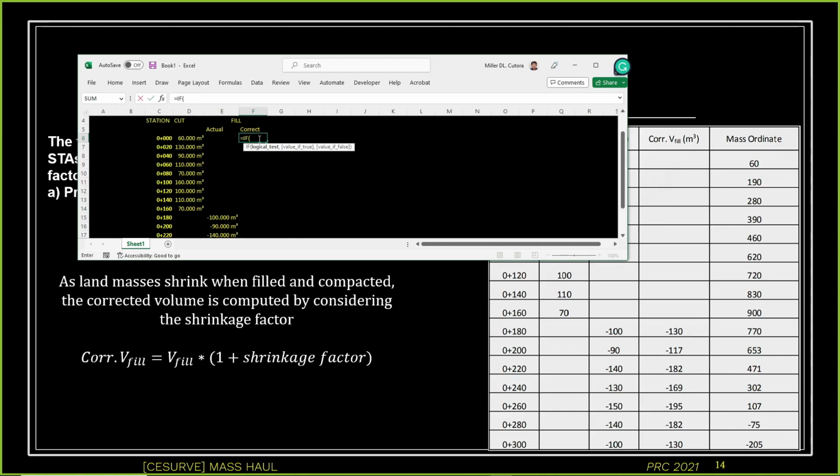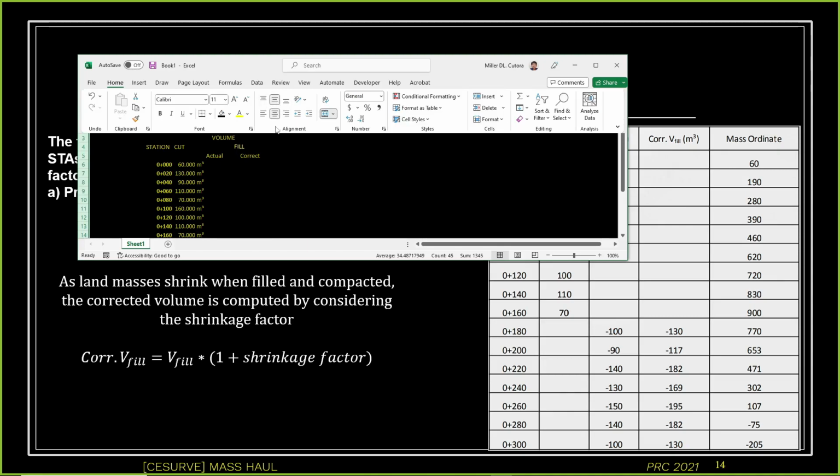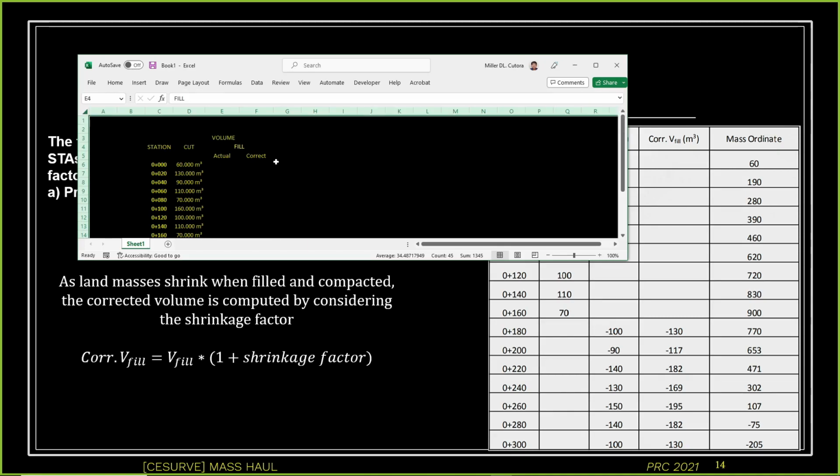So dito, mag-apply lang tayo. 1 plus 30%. Then, this would be the mass ordinate.